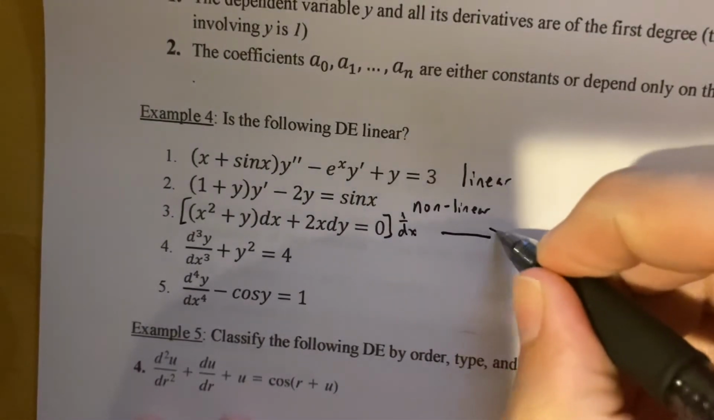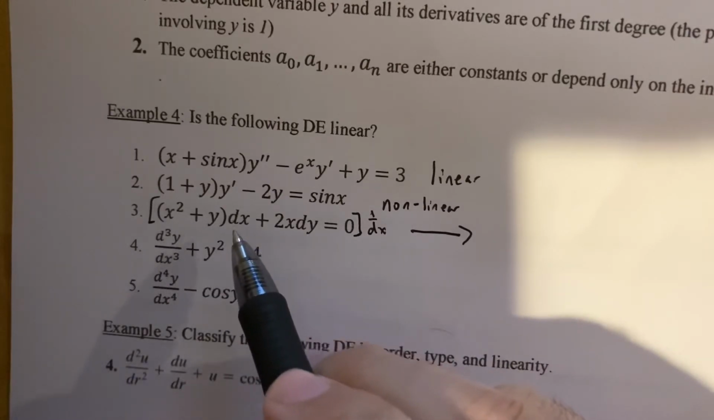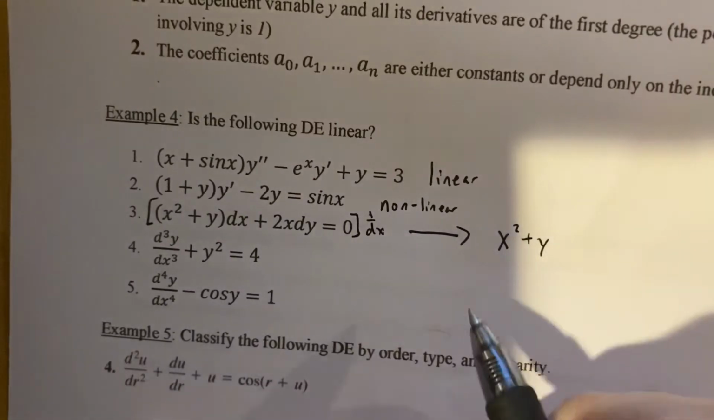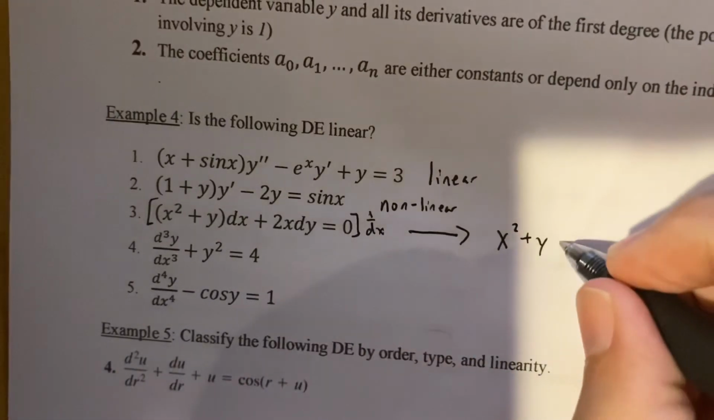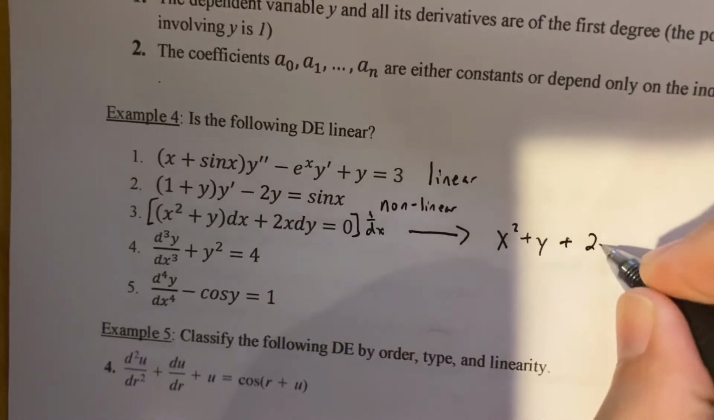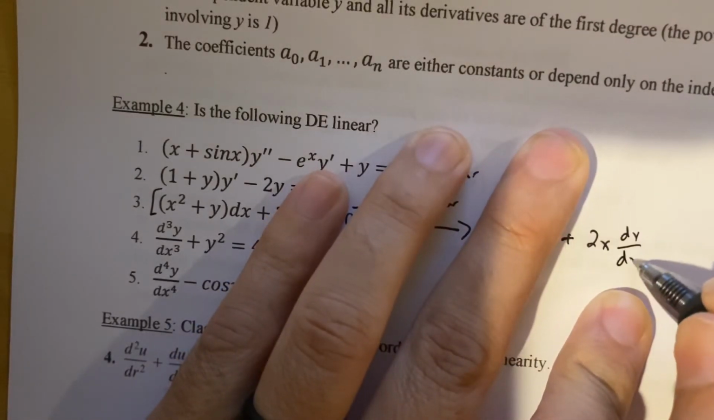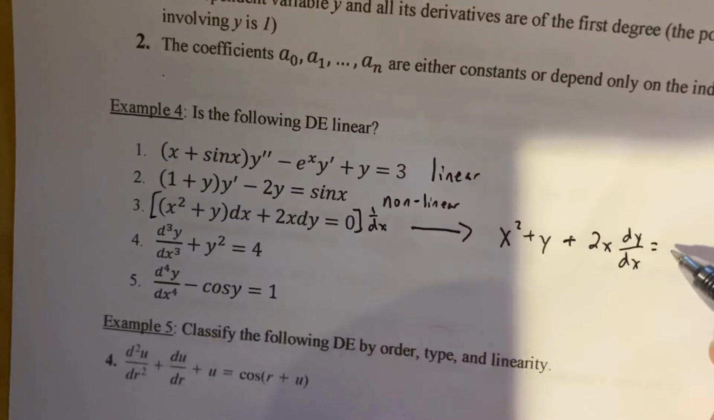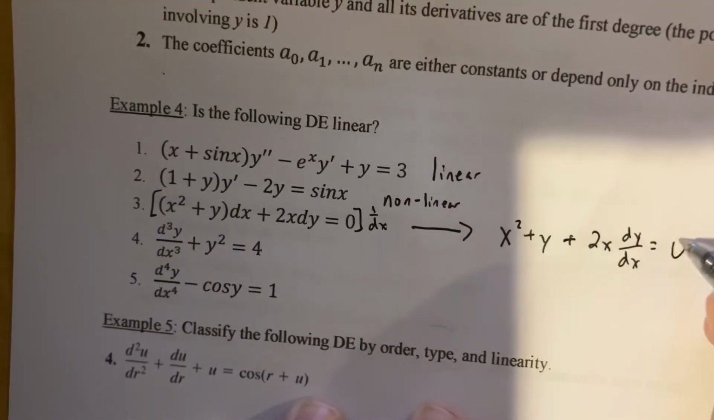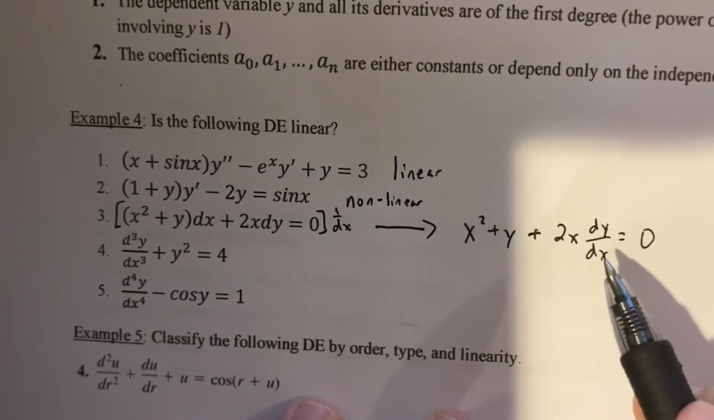So when I multiply by 1 over dx, in the first term the dx's cancel out, and I'm left with x squared plus y, and then plus 2x times dy over dx, equals, and then 1 over dx times 0 is just going to be 0. So now it's in differential form, where we see our derivative is dy over dx.